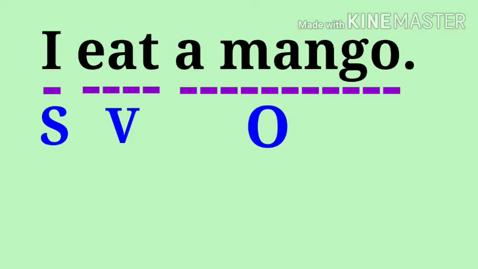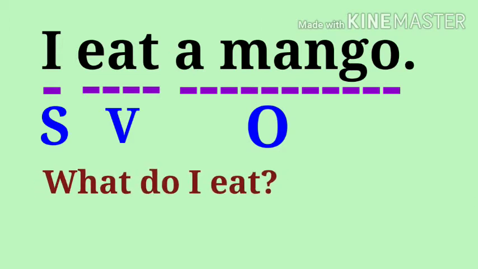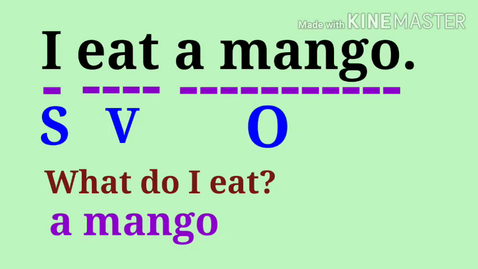Now see the sentence once again. I eat a mango. What is the subject here? I is the subject and eat is a verb. So you have to ask the question, what do I eat? So what is the answer? A mango is your answer, and that's why it is called object. Okay, so now we identified subject, verb and object.